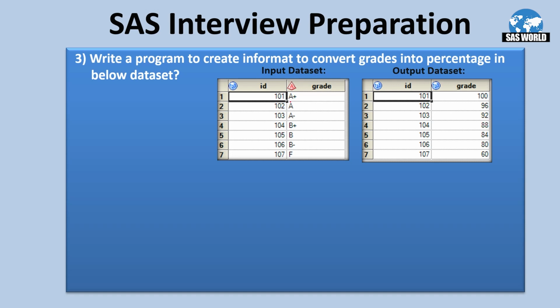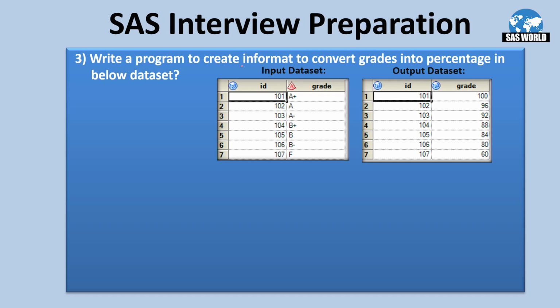A plus we need to interpret as 100, A 96, A minus 92, B plus 88, B 84, B minus 80, and F means 60. That means fail or something. These may not be the actual grades, but I have created them just for the understanding purpose.